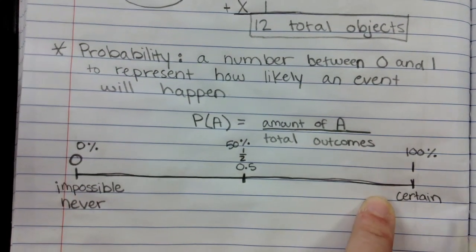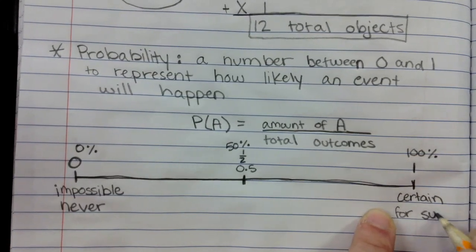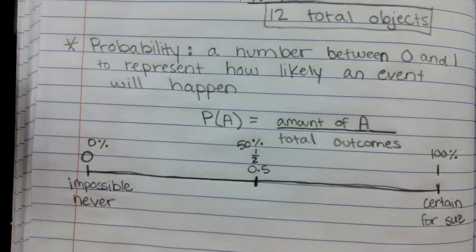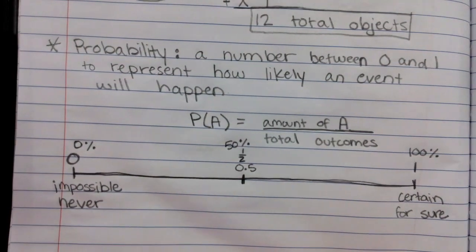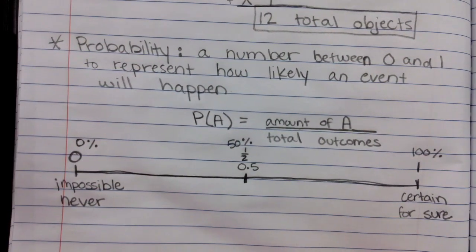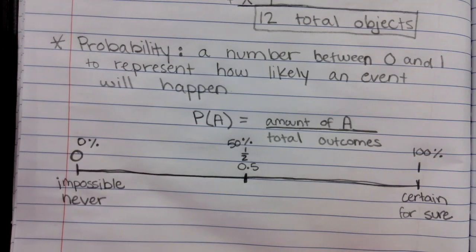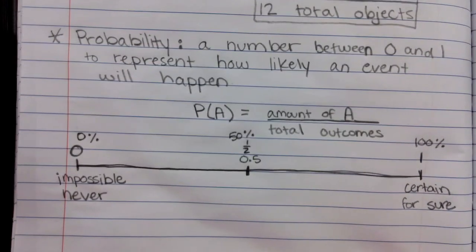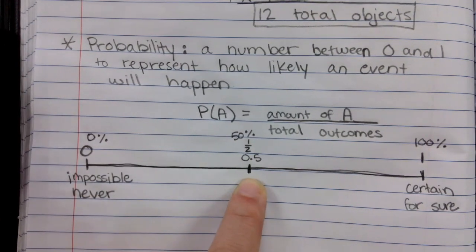So what about 50% chance? What does it mean if you have like a 50% chance at something? Yeah, it's like half and half. We call that even chance. An even chance. So it might happen, it might not happen, but it's right down the middle. That's a 50-50 shot.